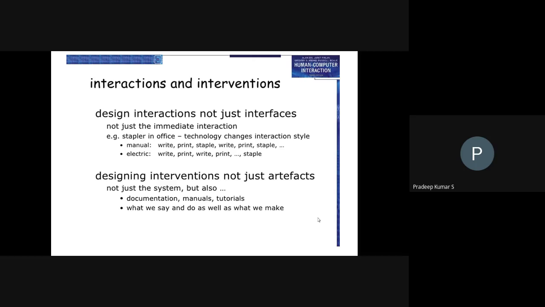Here also, designing an intervention is not just about artifacts. It is not just the system. We also have the documentation, the manuals, the tutorials. For example, I am going to present the PPT, and I want students to submit a document to me regarding the project. We have to follow the well-known standard. Here, the tutorial and some application programs running like that. We have to make the standard of design well. That is what we say and do, as well as what we make.